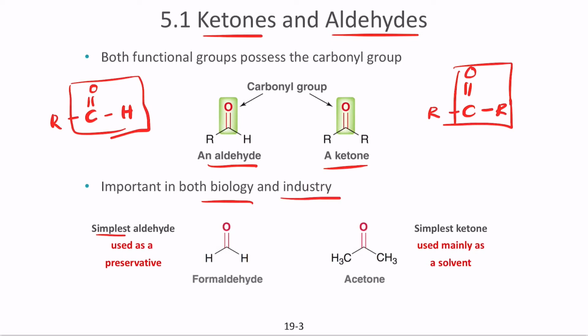For example, the simplest aldehyde, formaldehyde, is used as a preservative. It is generally used in anatomy labs to store human remains, where you want to have dissections. This is the liquid they store them in. The second one is acetone. Acetone is the common one that you use to remove nail polish. It's a commonly used solvent, specifically an organic solvent.